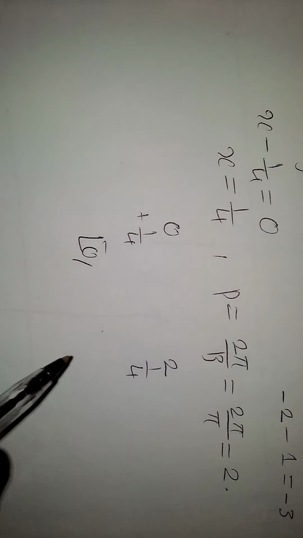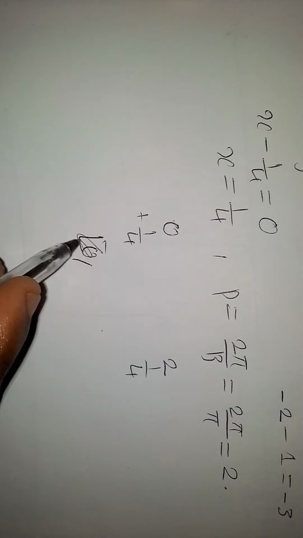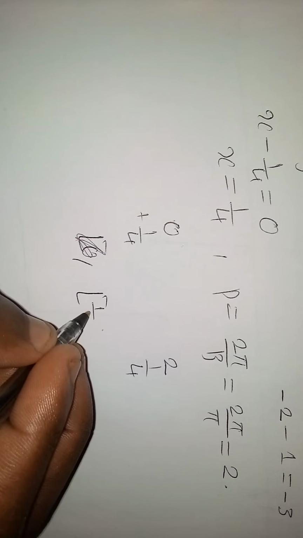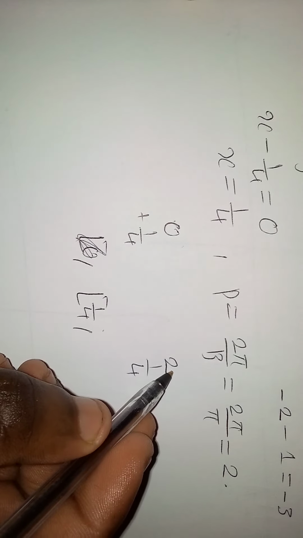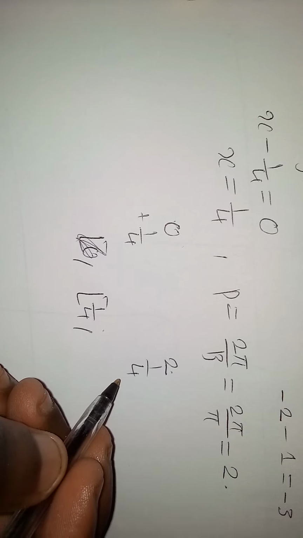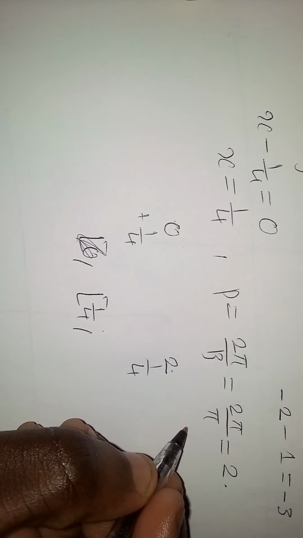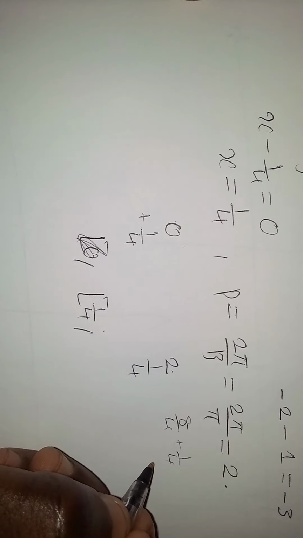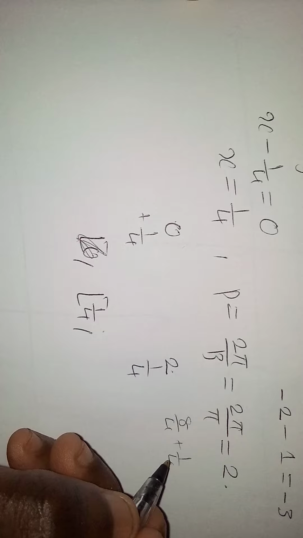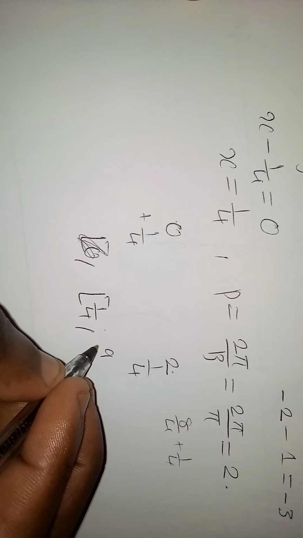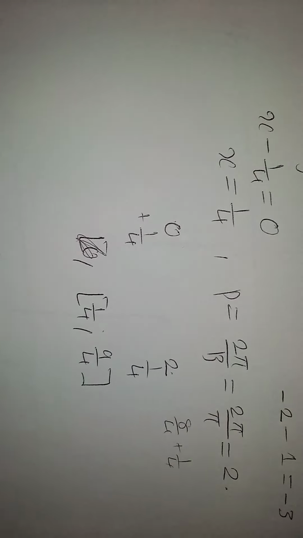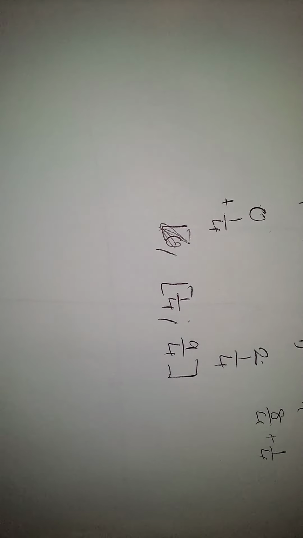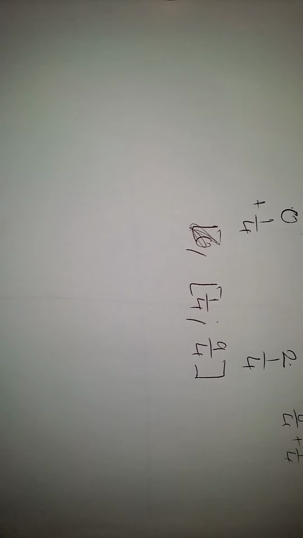So 0 plus 1 over 4, that would be 1 over 4. Then 2 plus 1 over 4, we can look at this as 8 over 4 plus 1 over 4. So that would be 9 over 4. So it is on an interval 1 over 4 and 9 over 4. Then we can divide this interval.